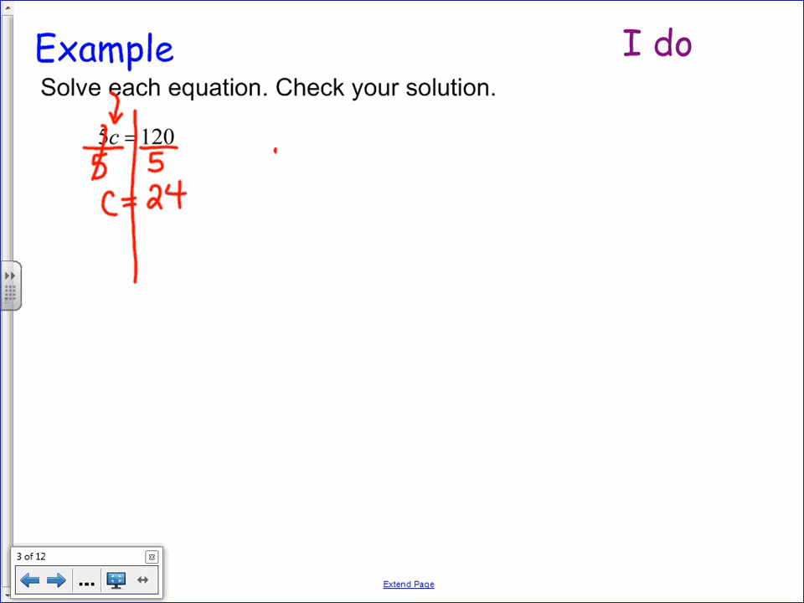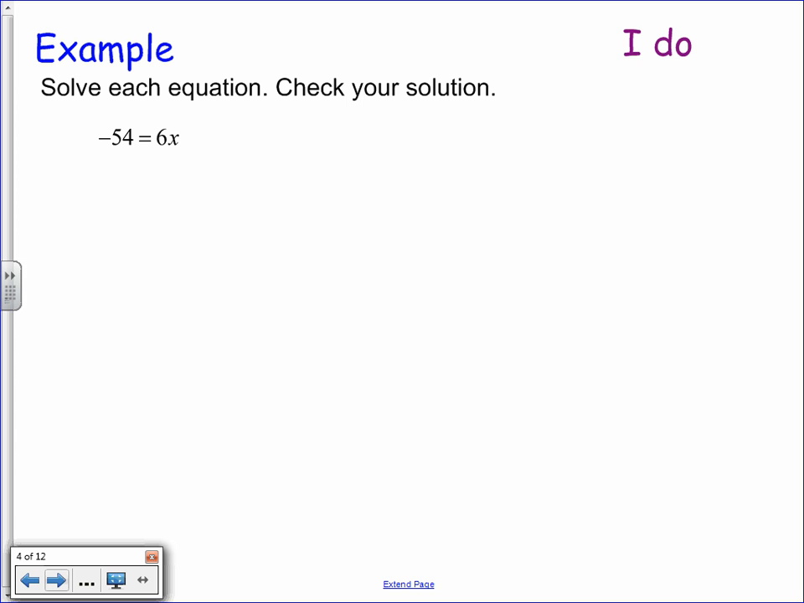Now again, we want to check our solution. We get 5 times 24 equals 120, and 5 times 24 is 120. And so if your check works out, then you've done the problem right.